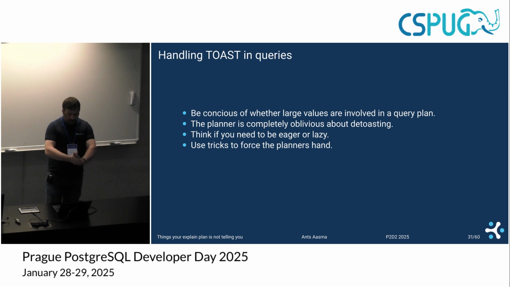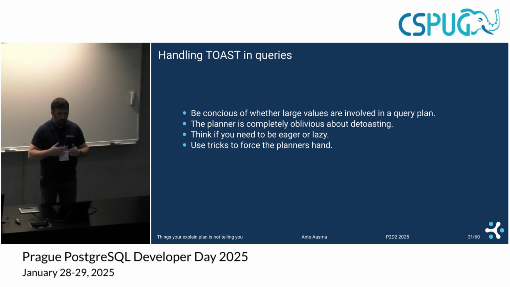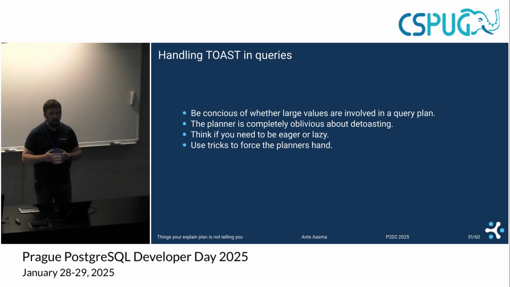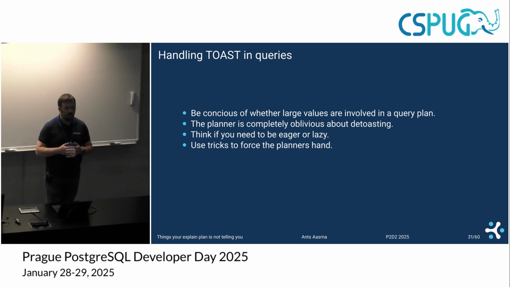So to recap, you have to be conscious where you are using large values in your plans. The planner is as stupid as can be about Toast. It basically doesn't know anything that toasting exists. It's actually even worse. It considers that the toasted values are cheap to read because it calculates the average width based on the pointer, not on the actual data.